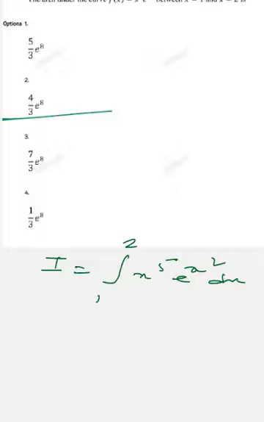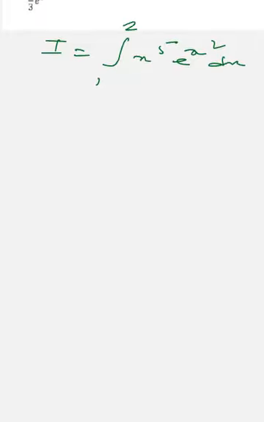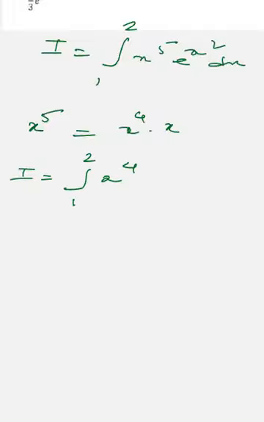Now rewrite x^5 as x^4 times x, right? Why? Because we want one x dx pair for the substitution. So the integral becomes I = integral from 1 to 2 of x^4 times x times e^(x^2) dx. Now we proceed with the substitution.